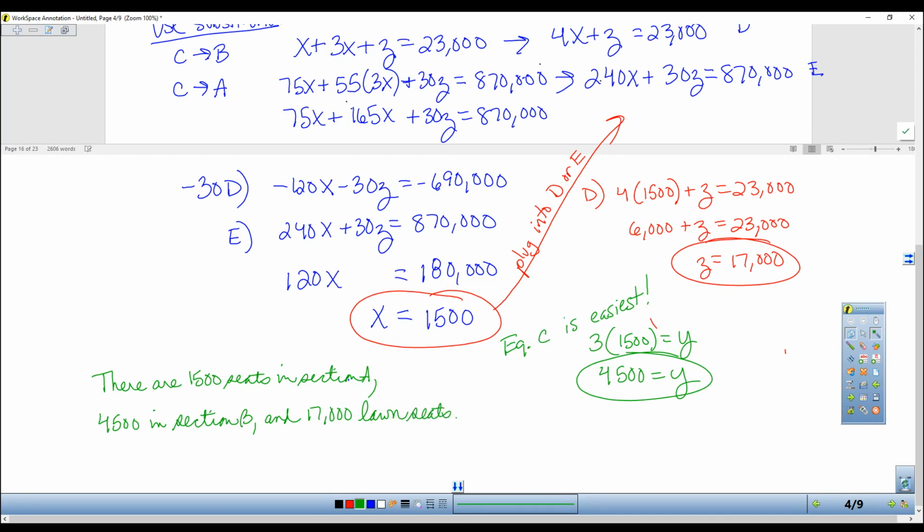And I will not give you full credit for 1,500, 4,500, 17,000. Okay? When it's a word problem, you answer in a sentence.